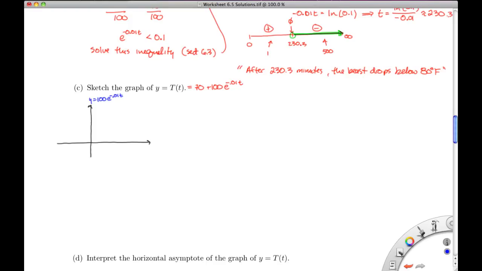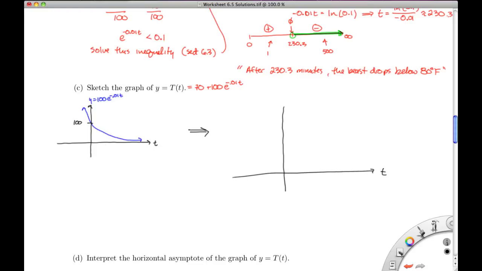Now this is going to be exponential decay, and it's going to have a horizontal asymptote on the x-axis. We also know it's going to have an initial value, or y-intercept, at 100. So when t is equal to 0, we have a y-intercept of 100. To go from this to our function T, we are basically adding 70. That's a vertical shift of 70 units. So to sketch a graph of T, we take what we have here and shift it up 70. So here's T.